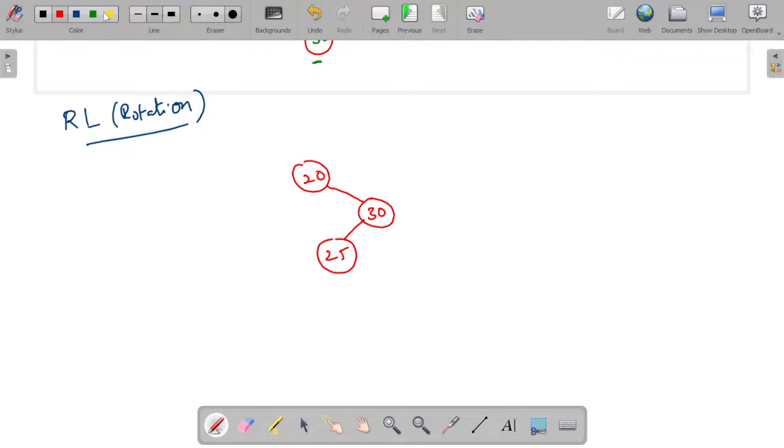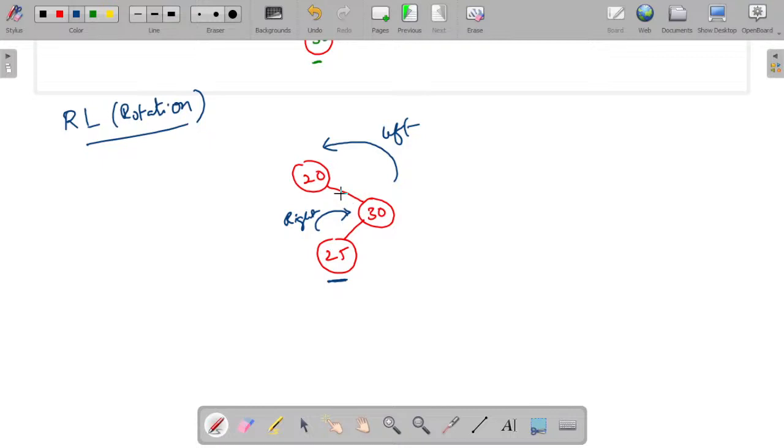Here if you see, we have a situation where the new node 25 is inserted in the right subtree of 20 and as a left child. So here we have to perform something called RL rotation, or right left rotation. First we are going to perform a right rotation, and then we are going to perform a left rotation. This is why we call it right left rotation, and it is performed in the situation where you have inserted a left child in the right subtree, because of which the balance factor was impacted.